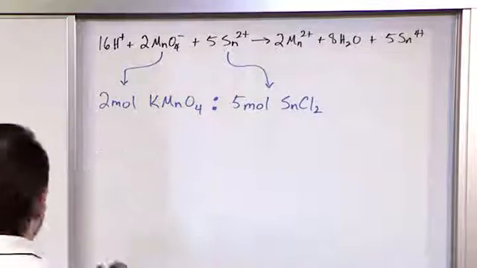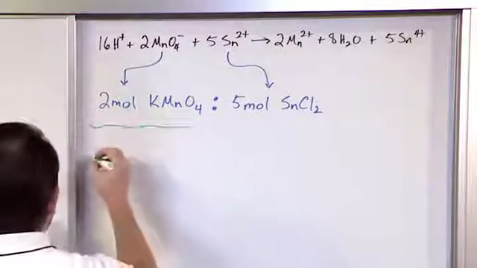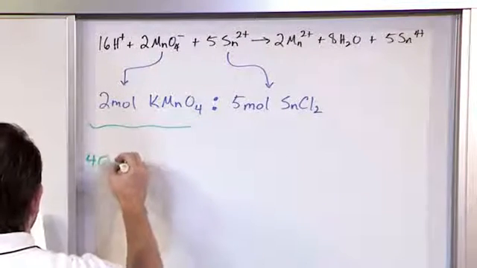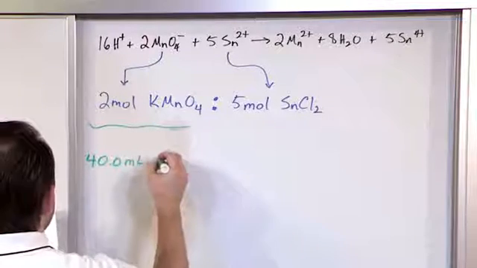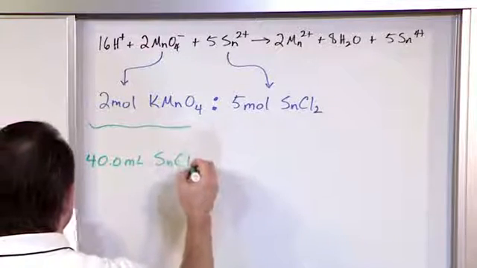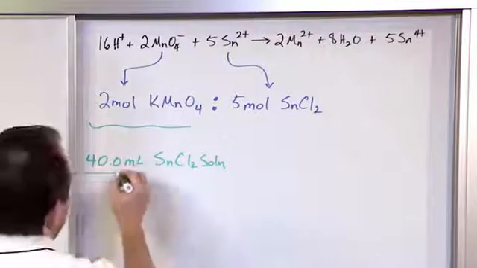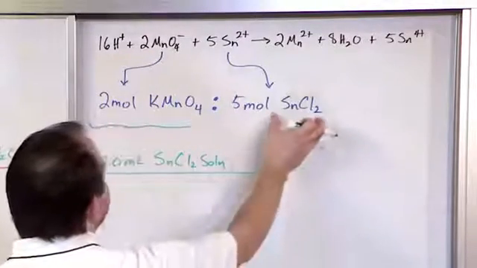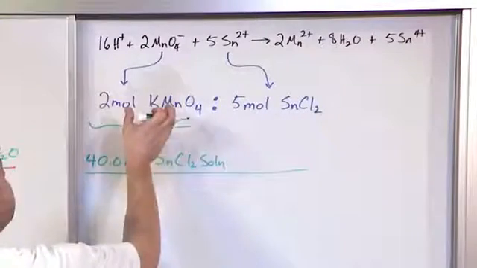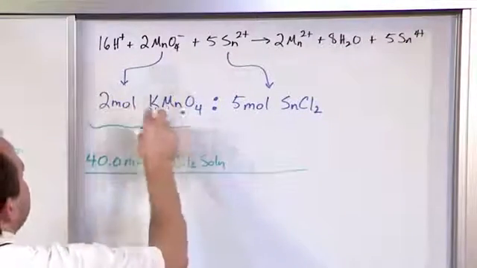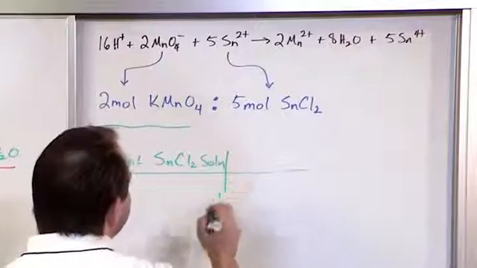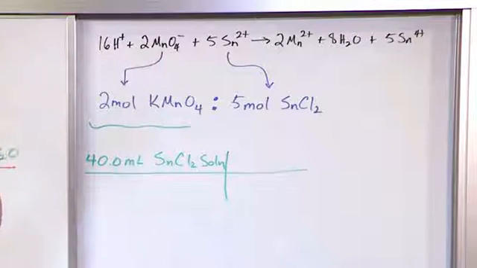We want to start with what we know. And what we know is that we're starting with 40 milliliters of SnCl2 solution. That's what we're starting with, because that's basically told to us in the problem. We're trying to figure out how many milliliters of that solution do we need of this stuff. So we have to march through with the unit conversions to pull that off.